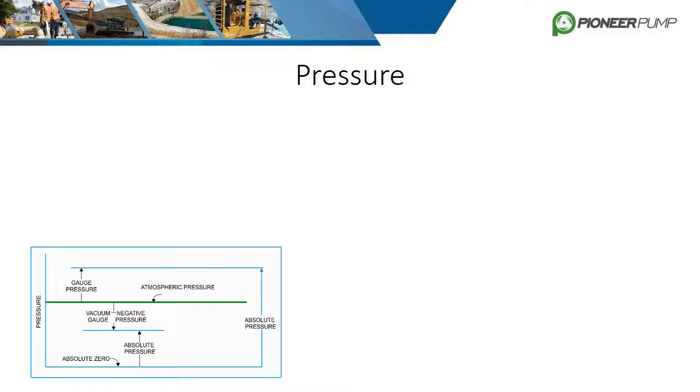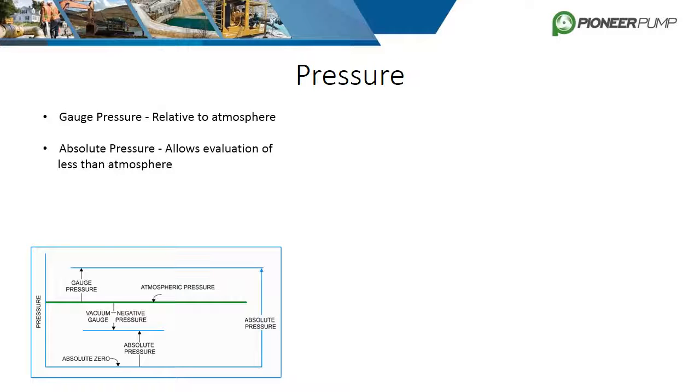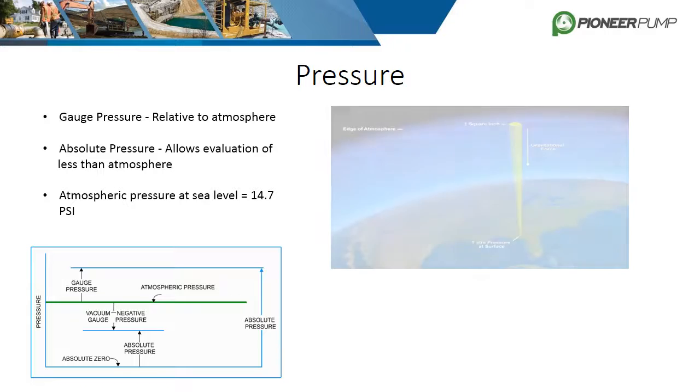When discussing pressure, it is important to first establish what type of pressure we are talking about. The two types of pressure are called gauge pressure and absolute pressure. Gauge pressure is the pressure relative to atmospheric pressure, which is about 14.7 psi at sea level. This means a standard pressure gauge reading 0 is actually at 14.7 psi. Absolute pressure starts at a perfect vacuum and goes up from there.